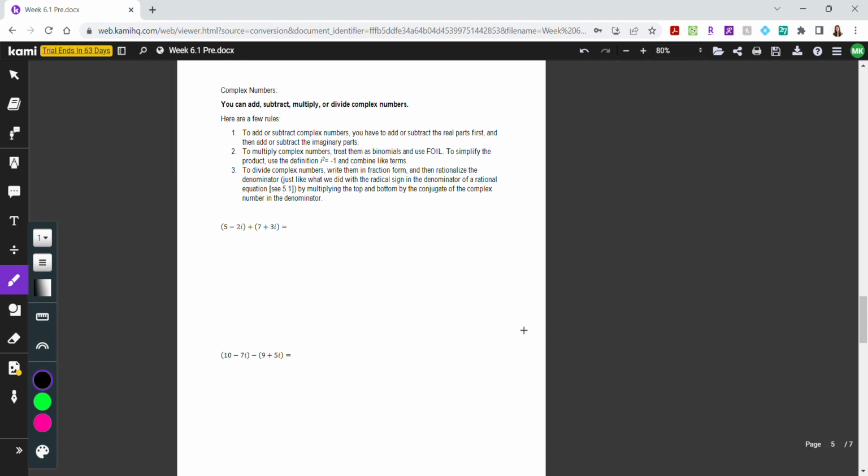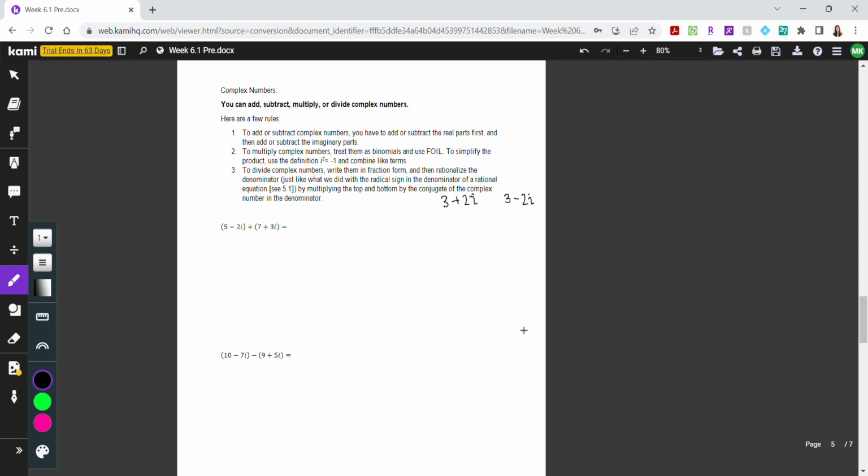So for example, if our original is 3 plus 2i, that means my conjugate is going to be 3 minus 2i. See how the sign changes for the imaginary number? That will be the conjugate. All right, now let's look at these practice questions.